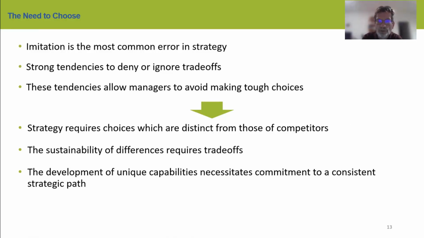Strong tendencies to deny or ignore trade-offs. Trade-offs are very important, and we're going to see them later. These tendencies allow managers to avoid making tough choices. Strategy requires choices which are distinct from those of competitors. This is very important. We should do something new. The sustainability of differences requires trade-offs, and the development of unique capabilities necessitates commitment to a consistent strategic path.